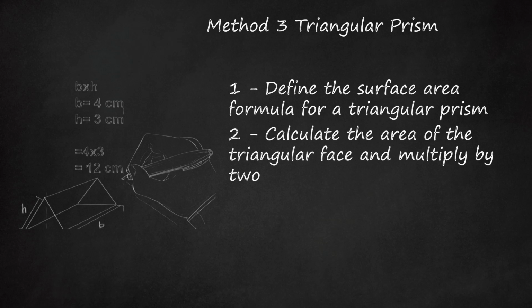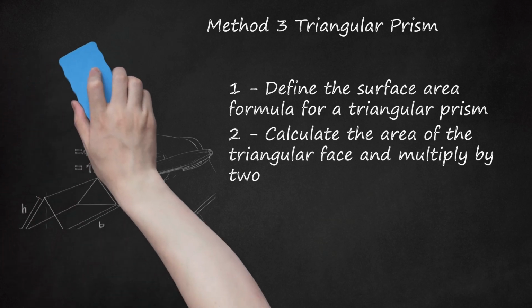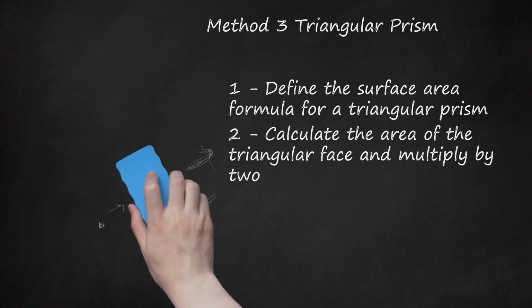The base, b, equals the length of the bottom of the triangle. Example: b = 4 centimeters. The height, h, of the triangular base equals the distance between the bottom edge and the top peak. Example: h = 3 centimeters. Area of one triangle multiplied by 2 = 2 x (1/2 b*h) = b*h = 4 times 3 = 12 square centimeters.